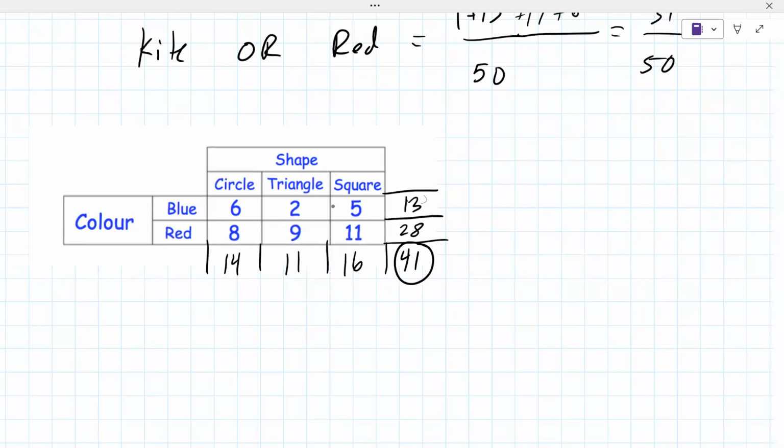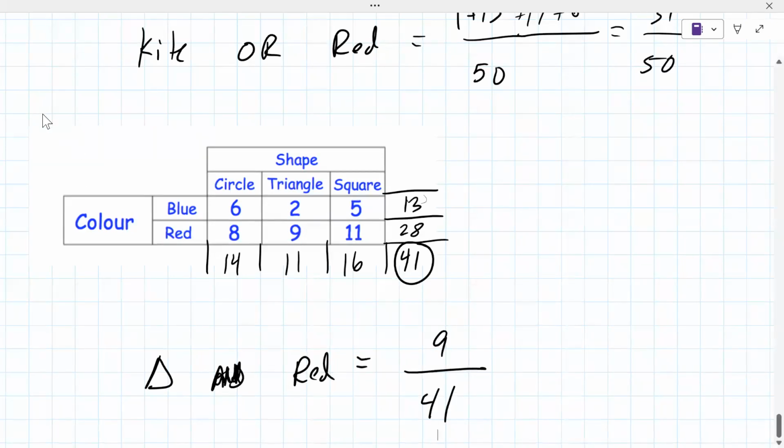So I want triangle and red. Triangle and red. So is that a single cell or is that multiple cells? They have to both be true. Single, because we're using just the red triangles. Yes. So how many of those are there? There are 9 red triangles out of 41. Great. Out of 41 shapes. Okay.